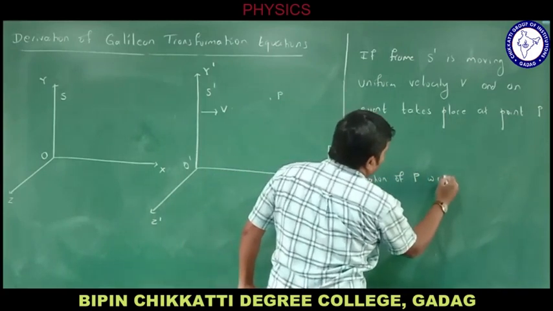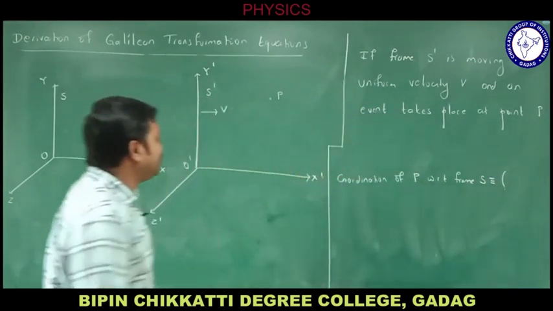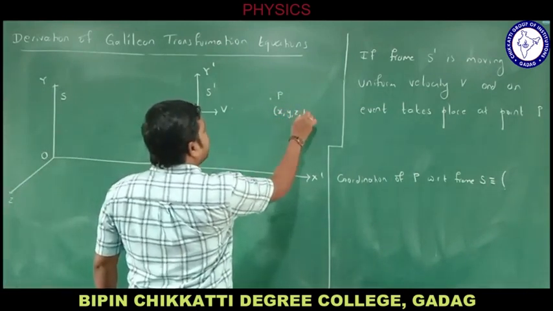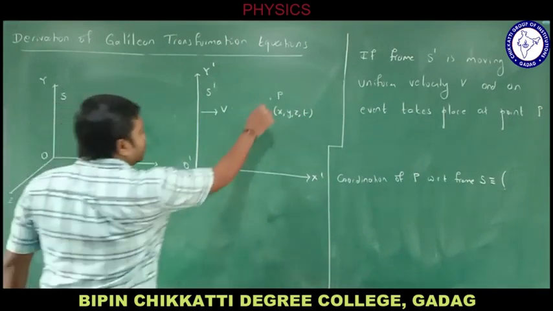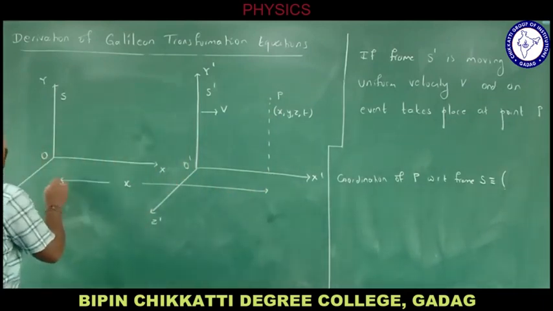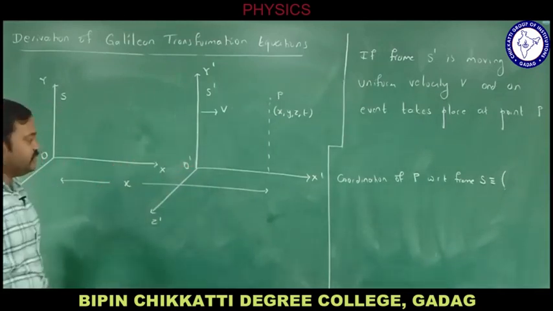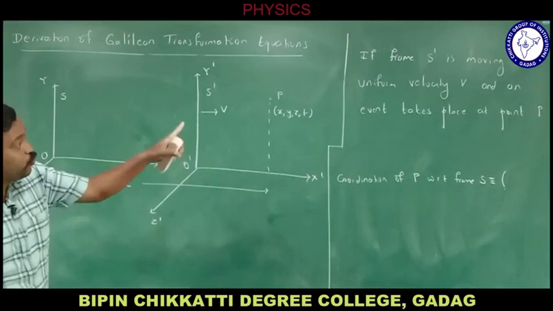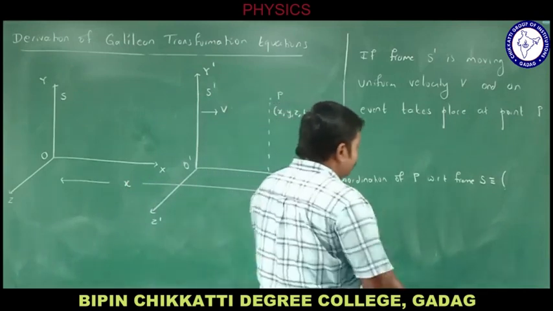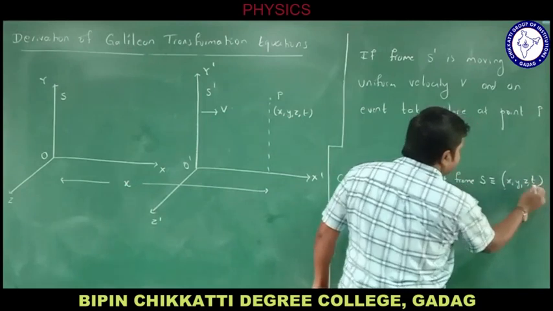Coordinates of P with respect to frame S. So what are the coordinates? With respect to frame S, the coordinates, let me call them X, Y, Z and T. If I am considering this as the point, what is this distance? Let me consider this distance as X, this distance as Y, and this distance as Z. And the time, let me consider the time T for this frame of reference. So the coordinates of P with respect to frame S are X, Y, Z, and T.